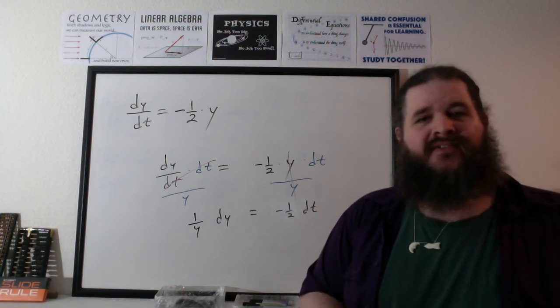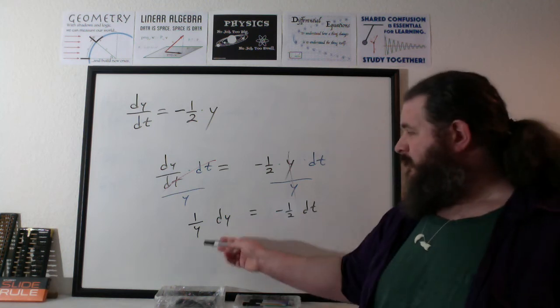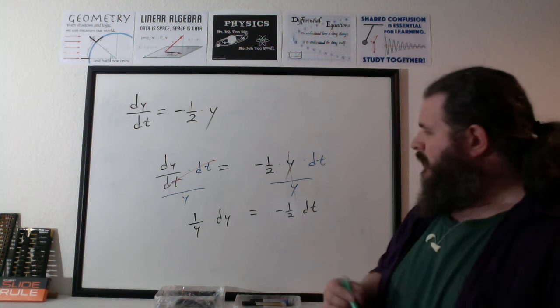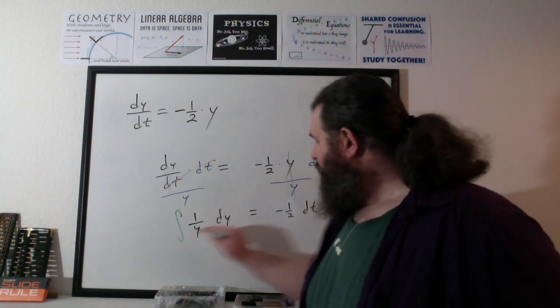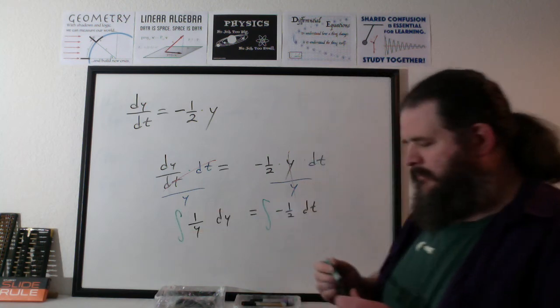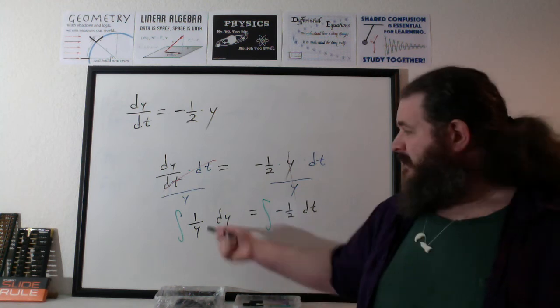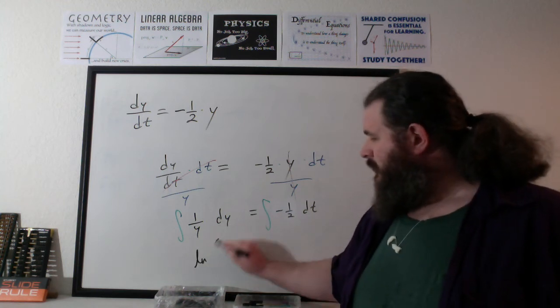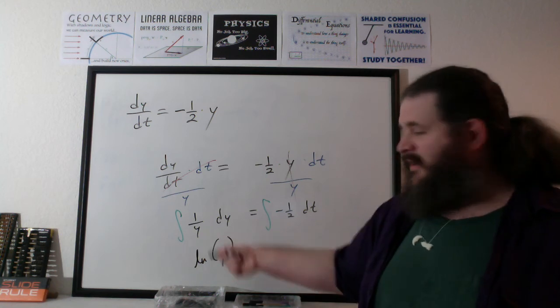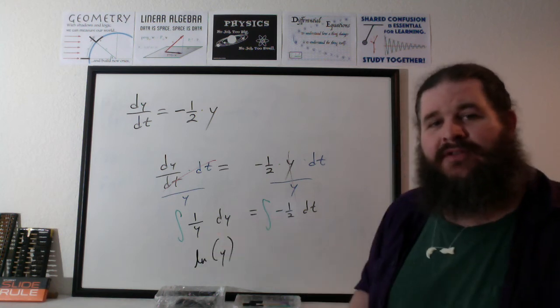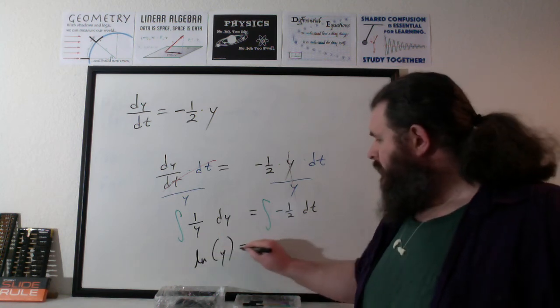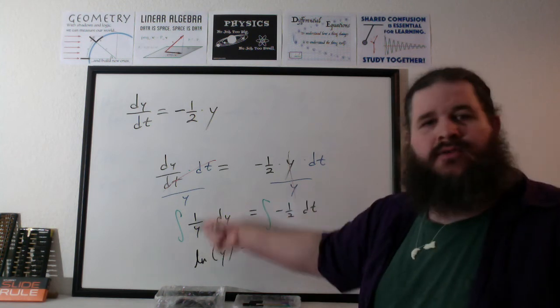And at this point, we have separated the variables. We have just y's on one side, just t's on the other side. We can just apply an integral to both sides and carry that out. The integral of 1 over y dy, you may remember from calculus, is the natural logarithm of y. And make sure you remember that. This integral is going to show up all the time in differential equations, because separating variables often leads to a 1 over something.